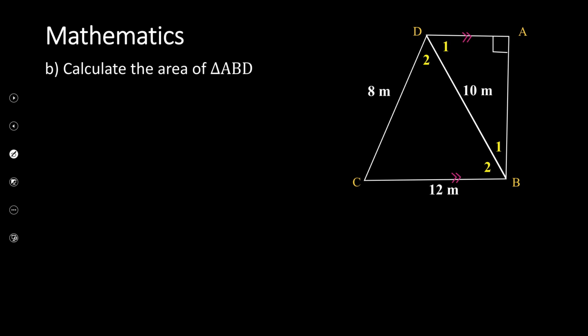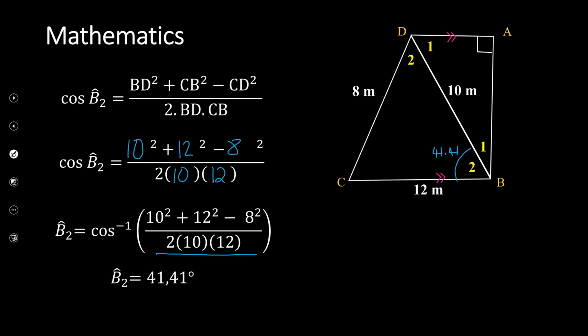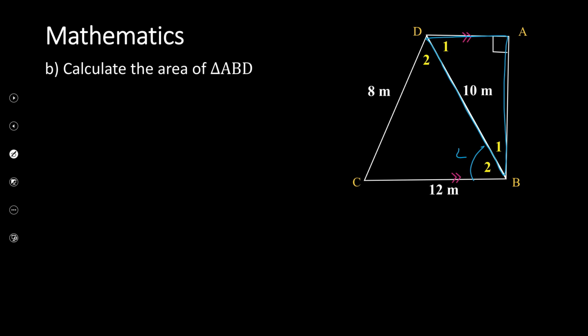Okay, now they ask us to calculate the area of ABD. So ABD is this right angle triangle here. In order to calculate this, we've already calculated in the previous slide, let's remind ourselves quickly, that B2 was 41,41. So this angle here is 41,41. But remember, this angle is alternate to this angle. So B2 is equal to D1 because they make a Z pattern. Because they're equal, I now have an angle and a side in this right angle triangle, which means I can solve it and I can find the area.